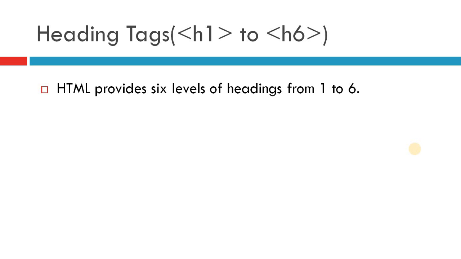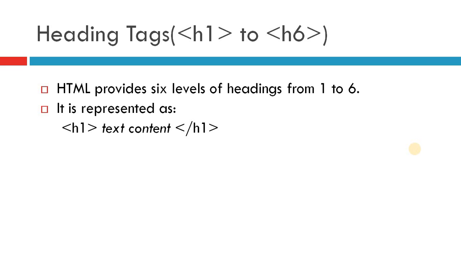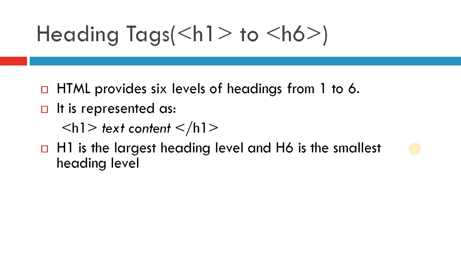HTML provides 6 levels of headings. It is represented as H1 text content /H1. H1 is a paired tag, hence it has a closing tag also. The text which is present in between H1 and /H1 will be the heading. H1 is the largest heading level and H6 is the smallest heading level.